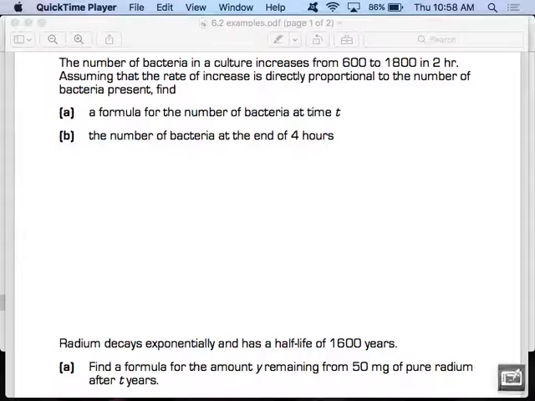If this were pre-calculus, you would take the information, plug into the PERT equation, solve for some things, and move on about your merry way. But this is calculus, so we need to take a different approach. The number of bacteria in a culture increases from 600 to 1,800 in 2 hours. We'll come back to that later. Assuming that the rate of increase, well, we like that word in calculus, a rate, that's a good word, of increase is directly proportional to the number of bacteria present, find blah, blah, blah.